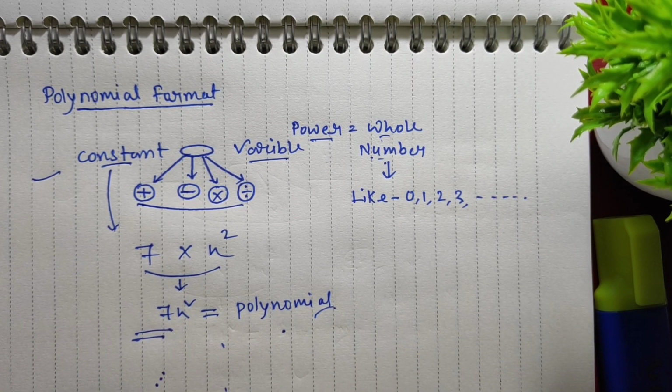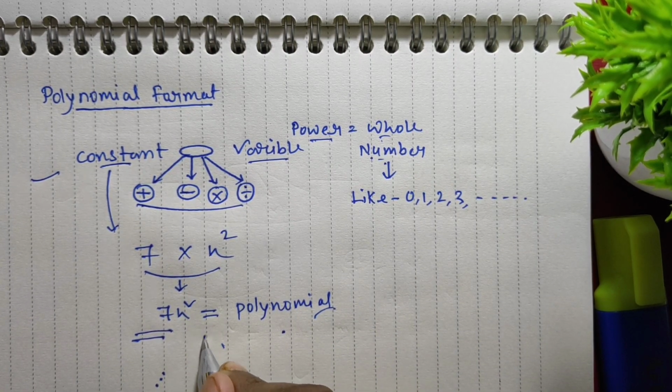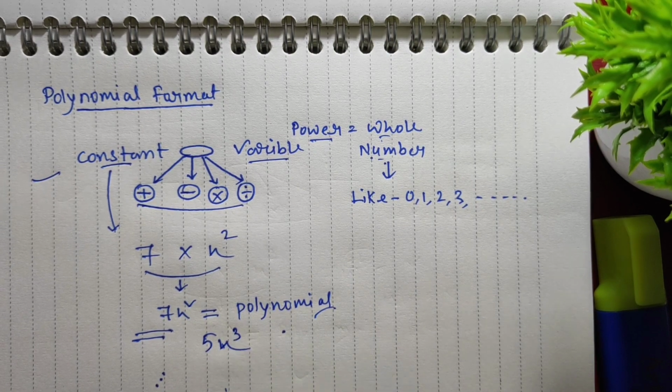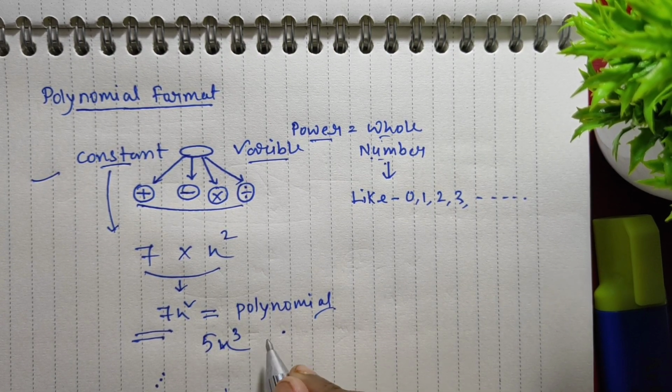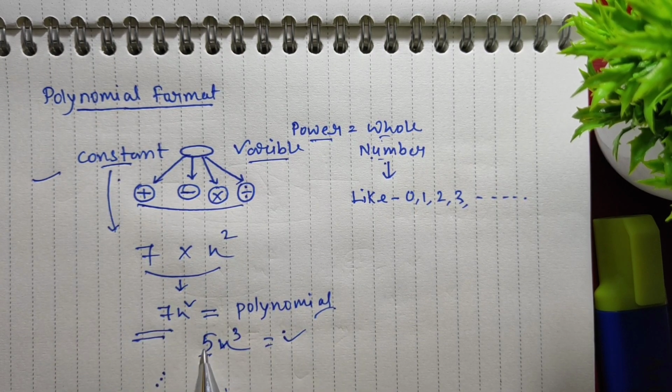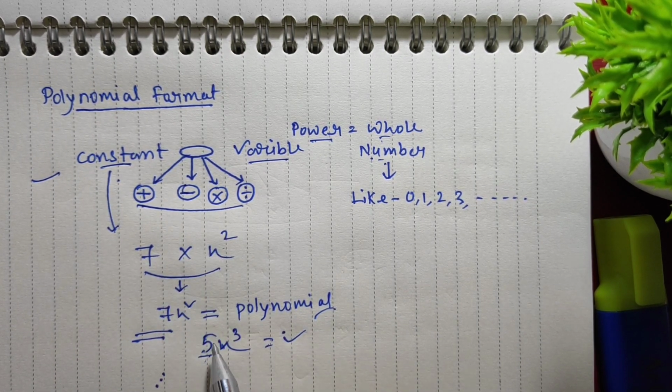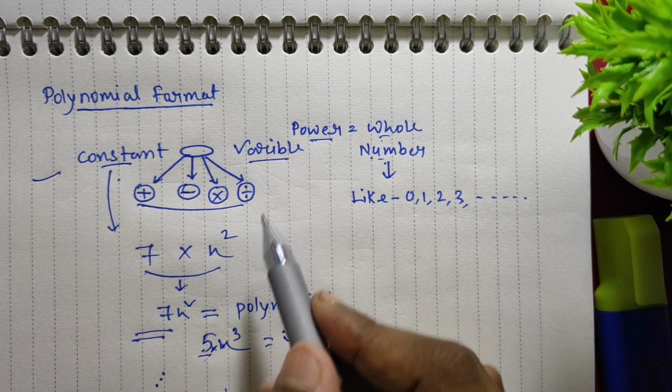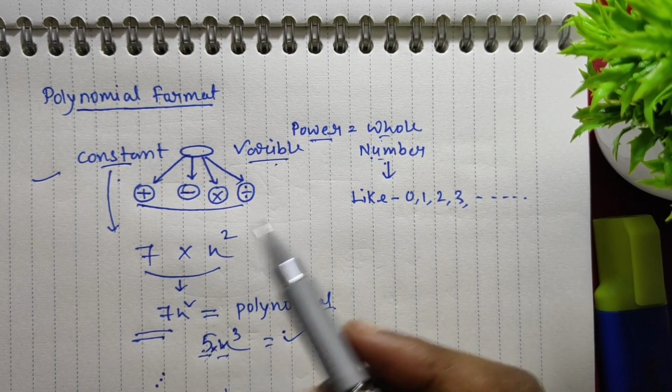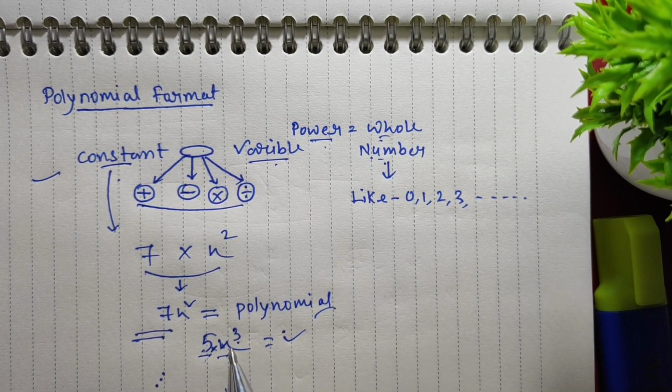Now let's have some other examples. If I write here 5x cube, now is it a polynomial? Answer is yes, because we have constant, we have mathematical operation, that is multiply, we have variable, that is x, and also we have a power, that is 3, which is a whole number. So it fulfills all the conditions, so this is a polynomial.